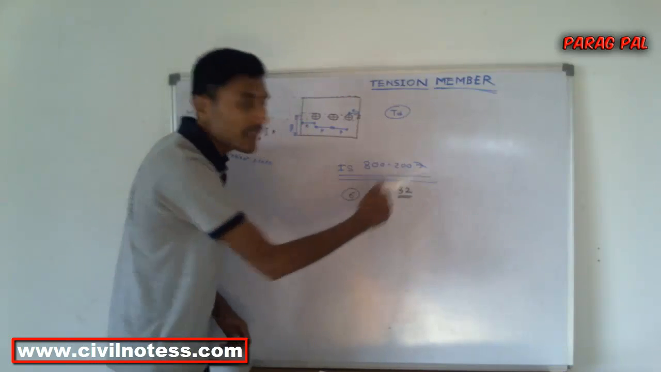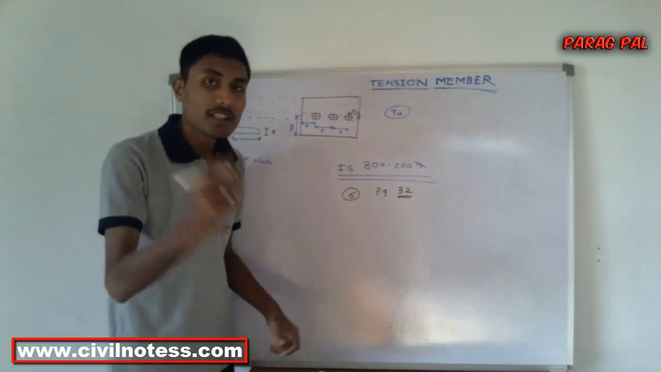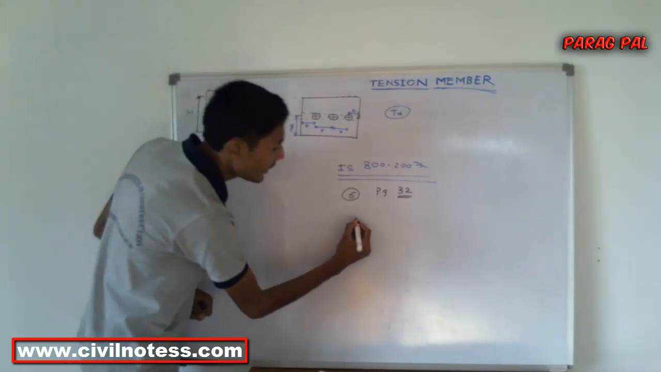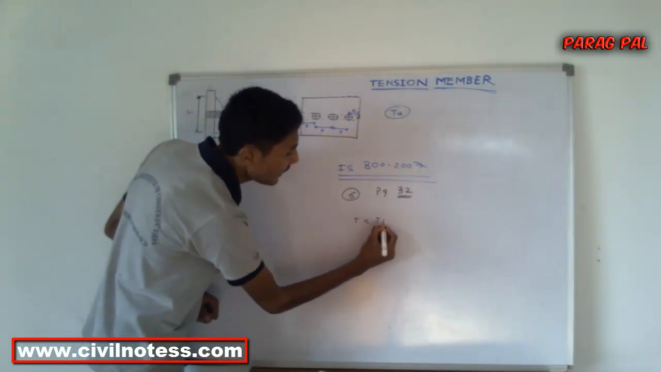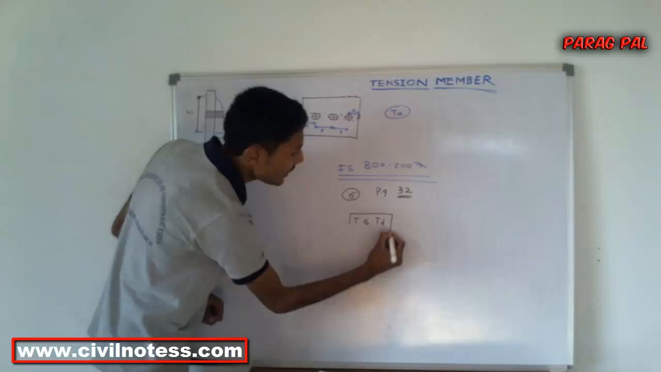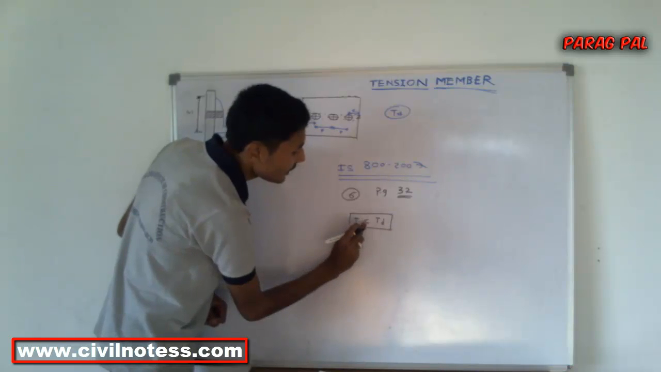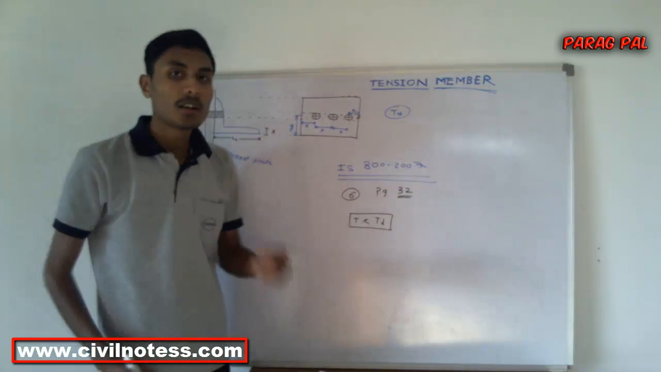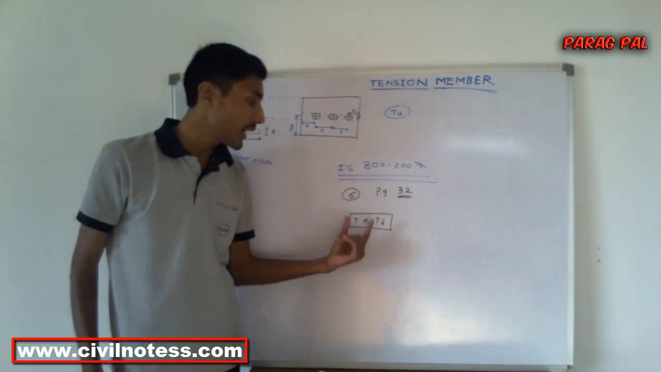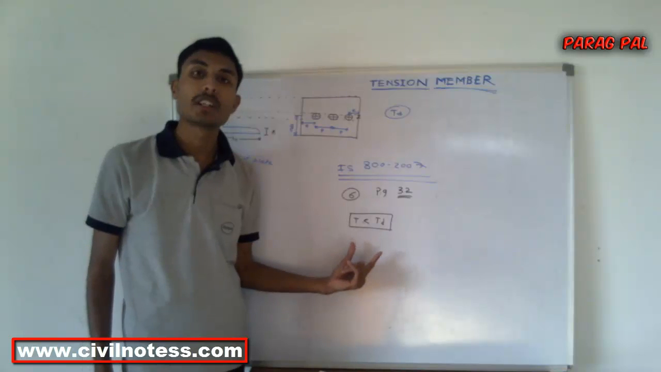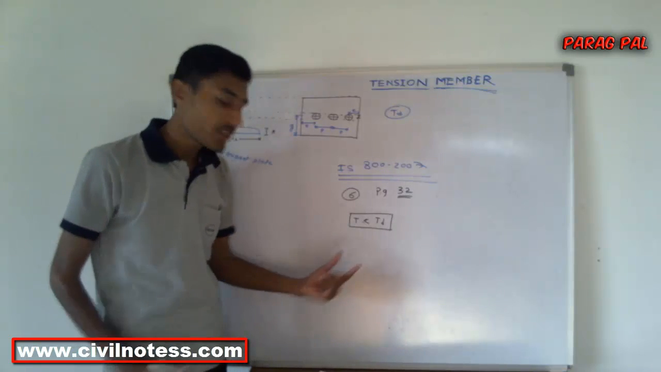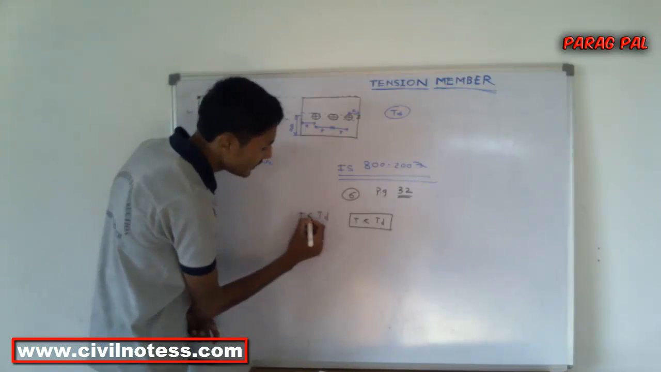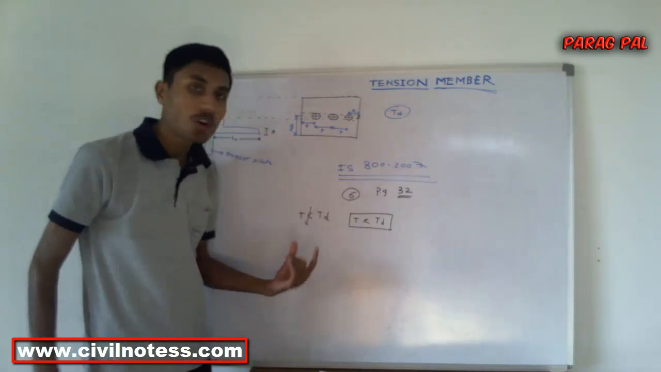In IS 800 2007, a relation is given: T is always less than or equal to TD. This relation has to be made in such a manner that only then we can proceed further with the design. If this relation, T less than TD, is not satisfied, then we cannot go for a design.